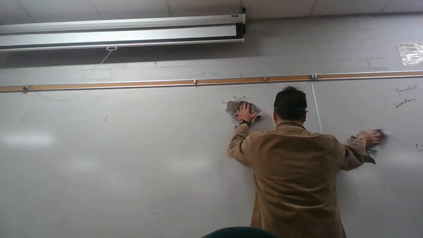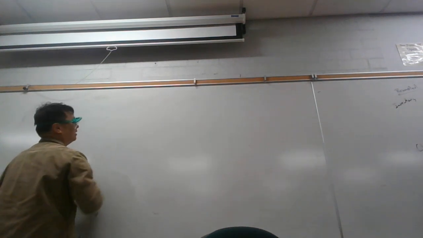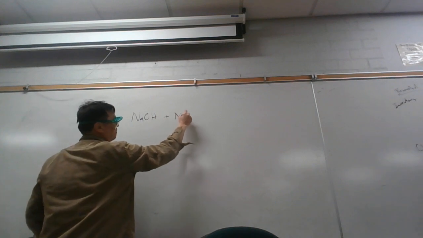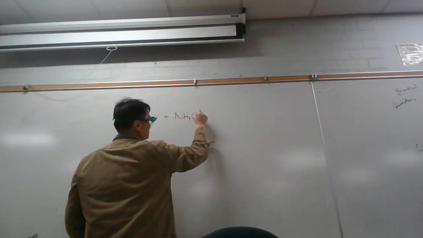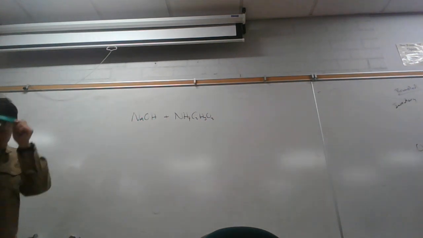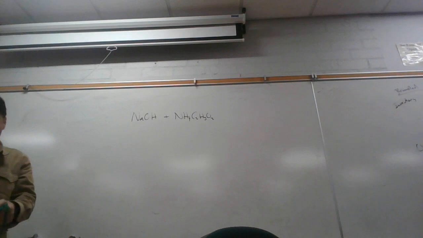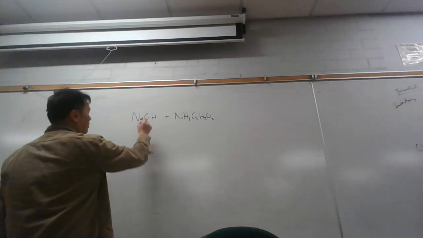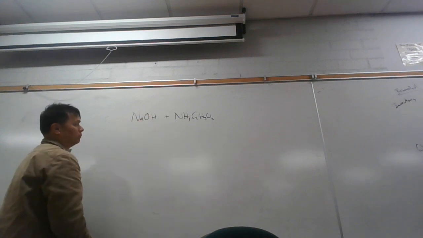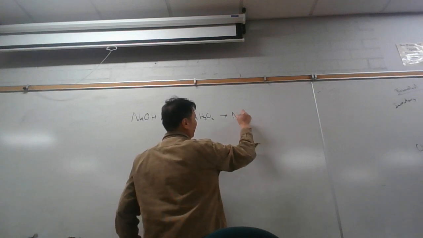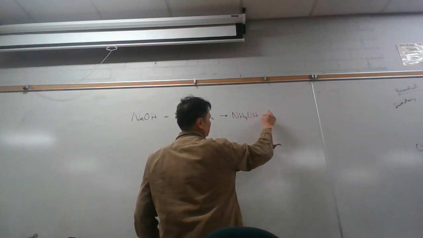All right, so continuing with chapter 17. We have sodium hydroxide and ammonium acetate. If you can do a metathesis, then that's the way we want to do it. We just want to do a double replacement. And so, what would this form? Ammonium hydroxide and sodium acetate.